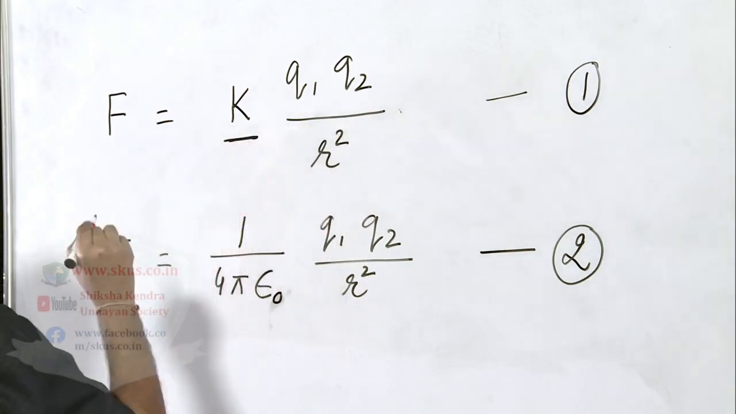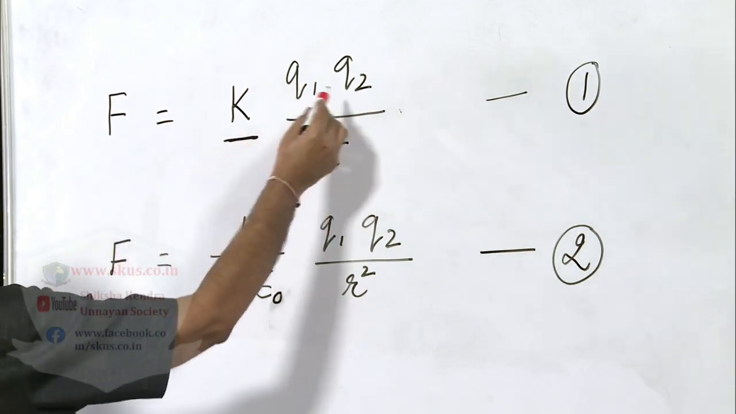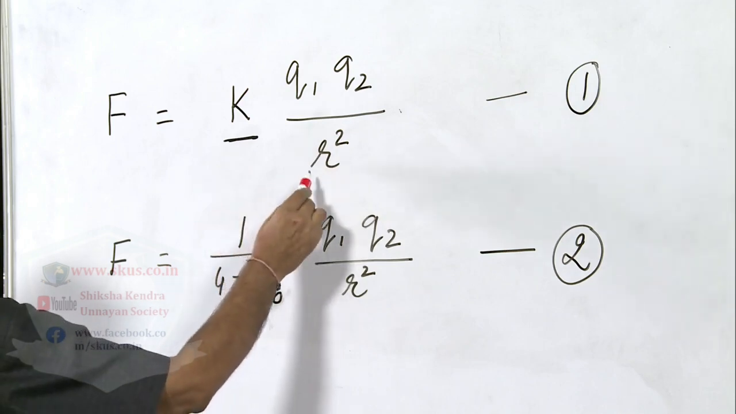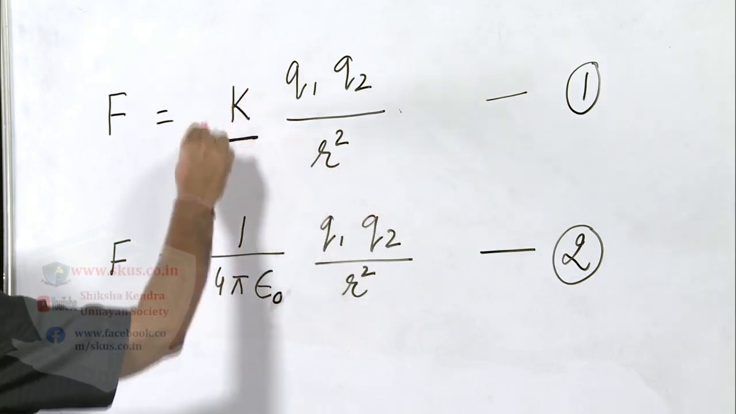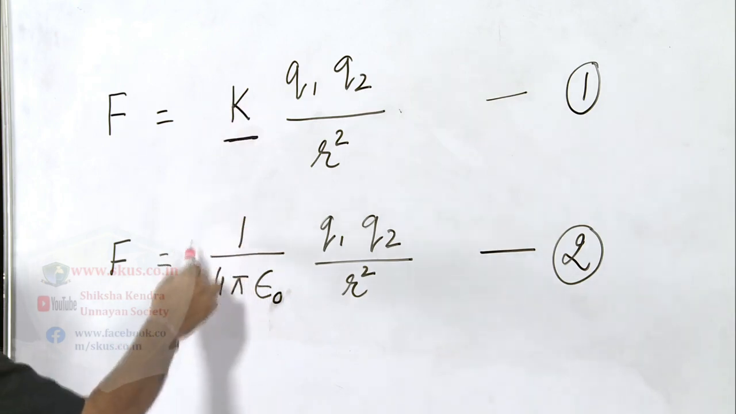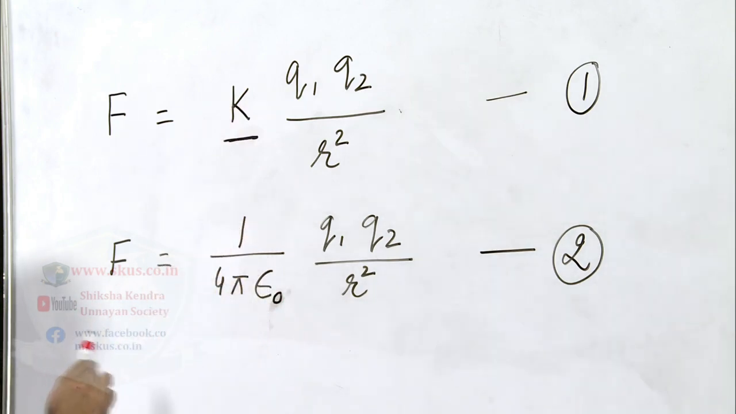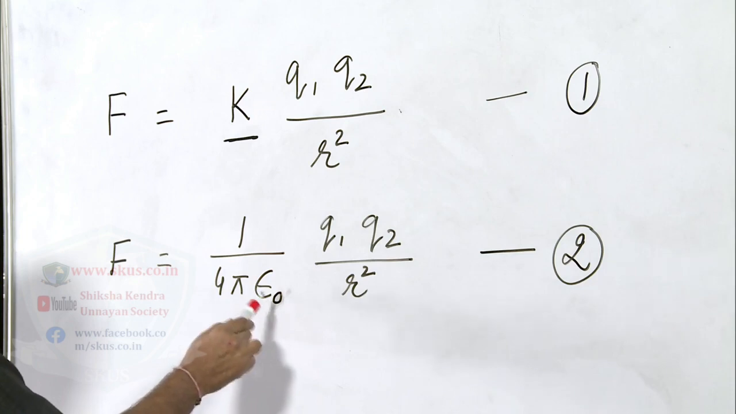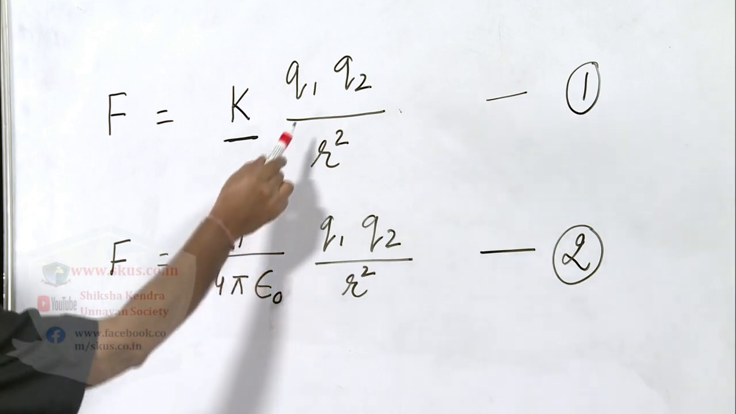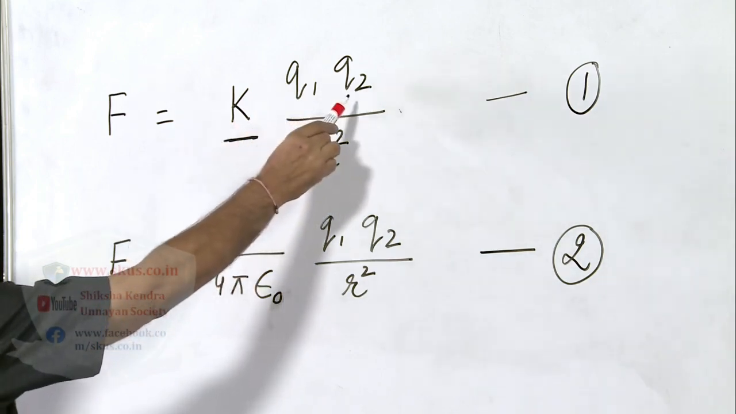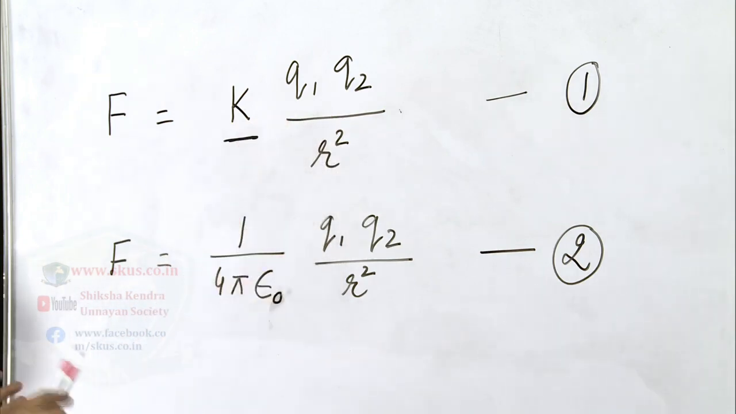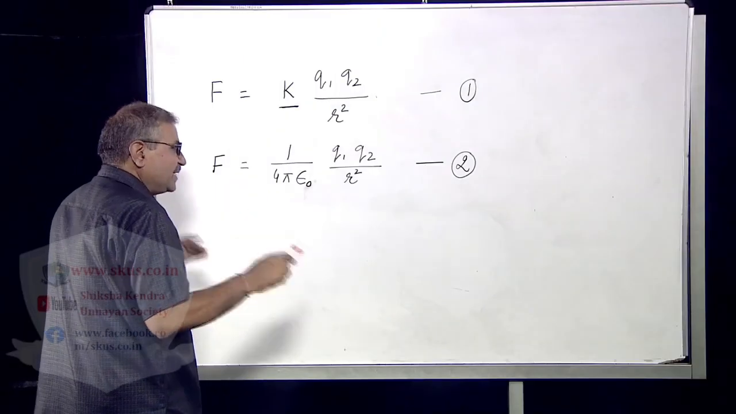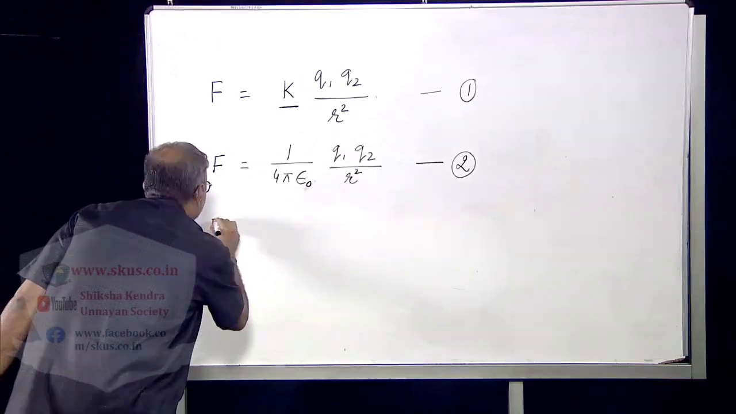Here K is the constant of proportionality, Q1 and Q2 are the two charges, and R is the separation between these two charges. Now this constant K has been found to be equal to 1 upon 4 pi epsilon naught. Here epsilon naught is the permittivity of free space, as the spacing between these two charges Q1 and Q2 is free space or vacuum.